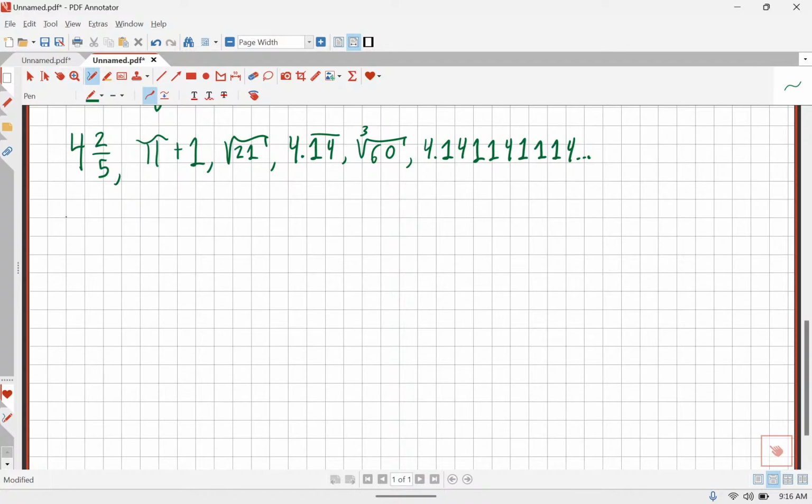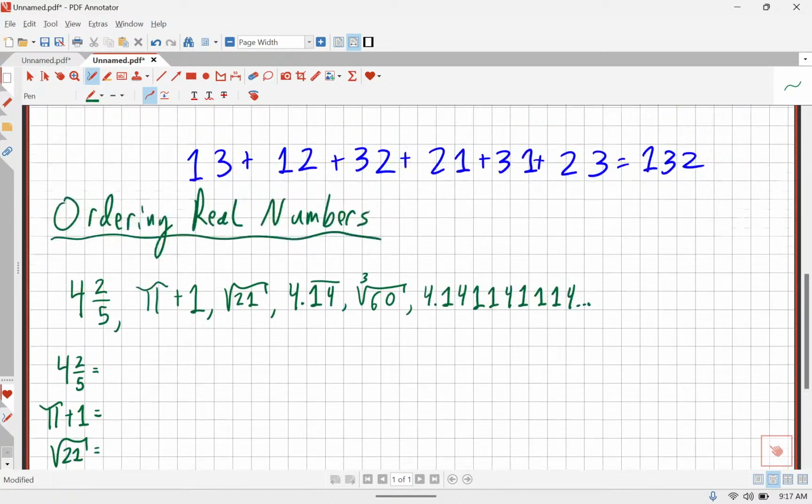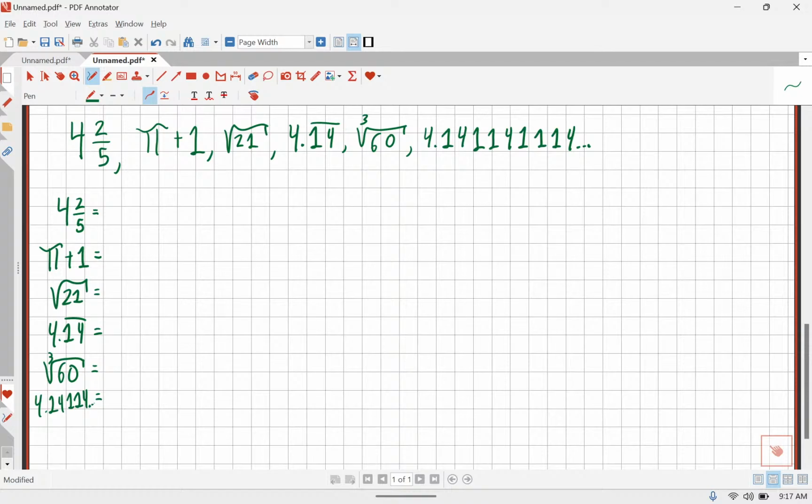Got a pencil? Absolutely. 4 2/5 equals pi plus 1 equals the square root of 21 equals 4.14 repeating equals the third root of 60 equals 4.14114 dot dot dot, and we're going to write them out in a list so that I'm stacking one right on top of the other. This is what Oliver was up to, which I thought was really cool, is that he was writing these all in a big list and then just stacking them so that the digits line up. So 4 2/5.